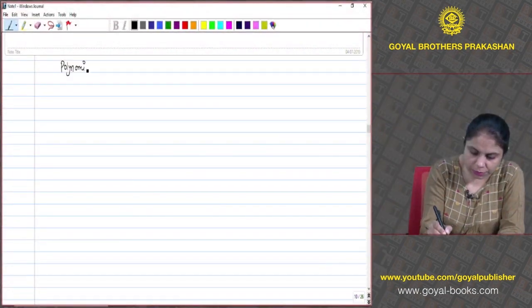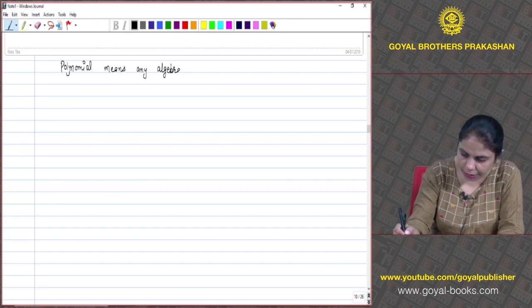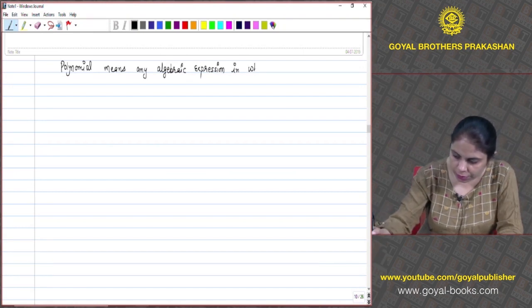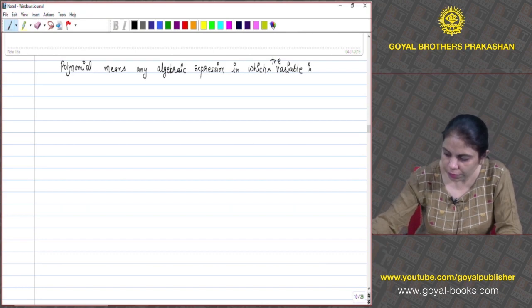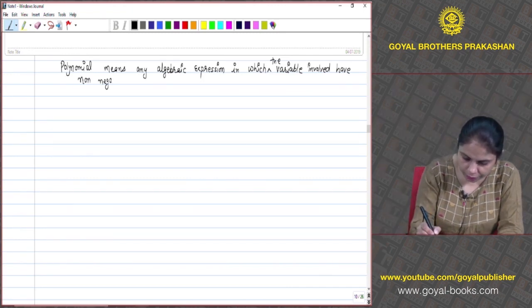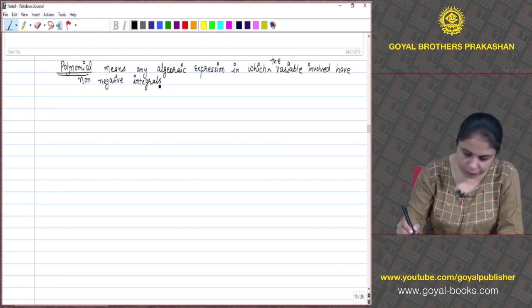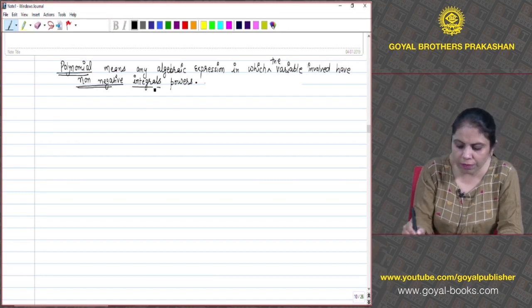So students, what is polynomial? Polynomial means any algebraic expression in which the variables involved have non-negative integral powers, means the power of variable should be non-negative integers.